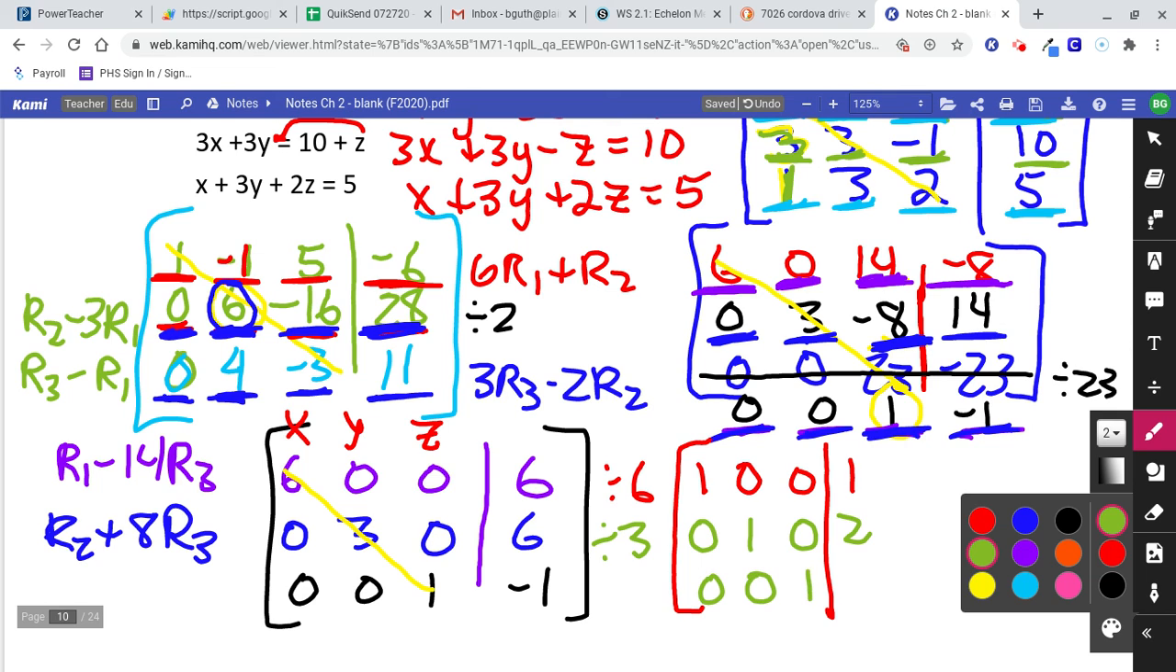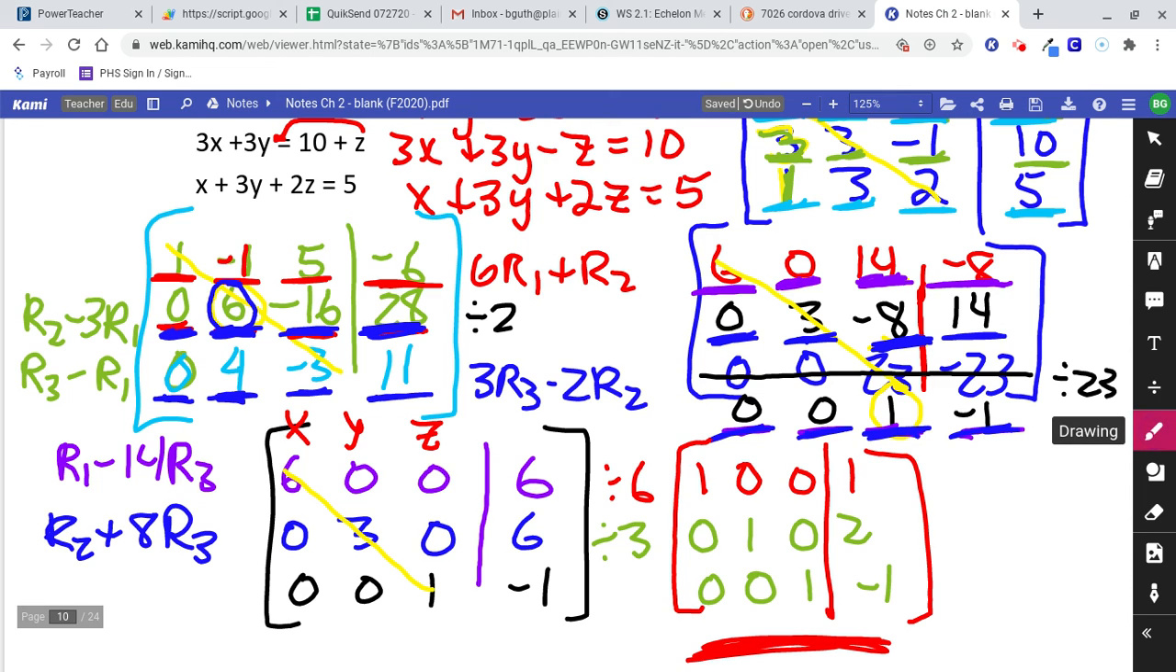It's already reduced. So really what we want in this Gauss-Jordan is this. This is our final matrix. We want ones along that main diagonal and zeros elsewhere. But once we're there, it's easy to see. The top row says x equals 1. The middle row says y equals 2. And the bottom row says z equals negative 1. That's your solution.